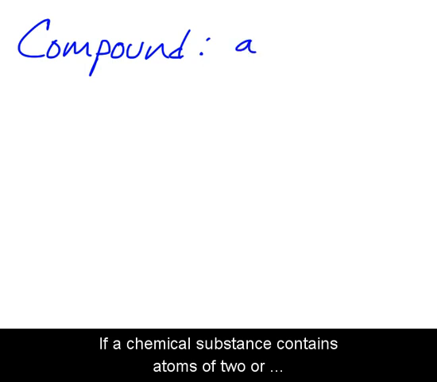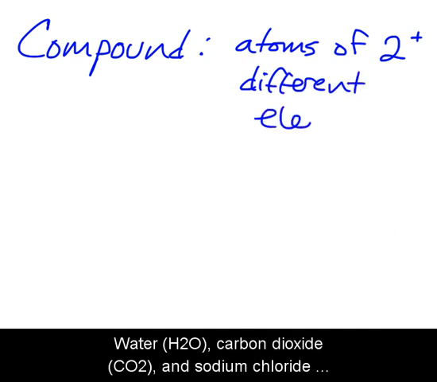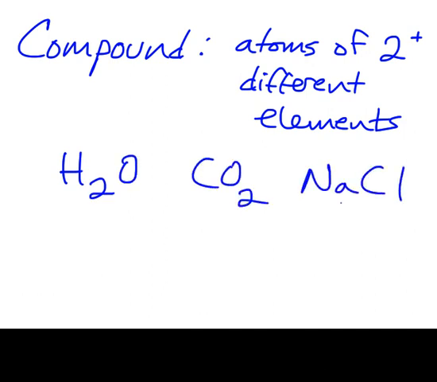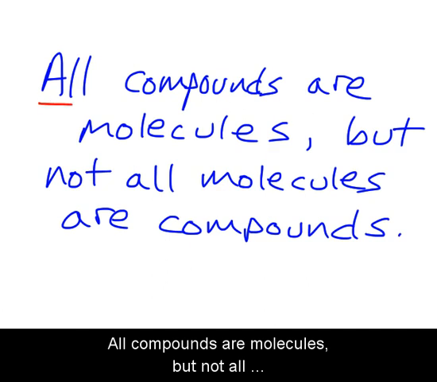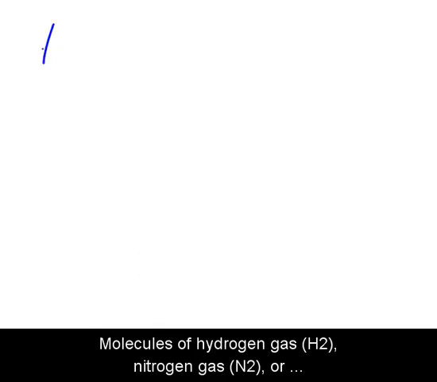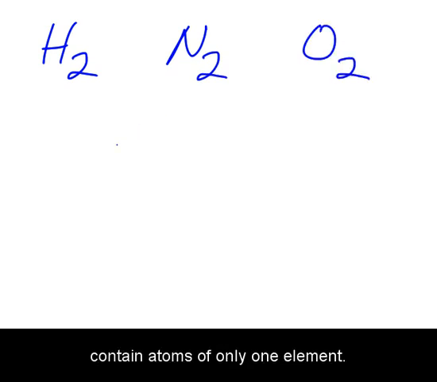If a chemical substance contains atoms of two or more different elements, it is called a compound. Water, H2O, carbon dioxide, CO2, and sodium chloride or table salt, NaCl, are examples of compounds. All compounds are molecules, but not all molecules are compounds. Molecules of hydrogen gas, H2, nitrogen gas, N2, or oxygen gas, O2, are not compounds because they contain atoms of only one element.